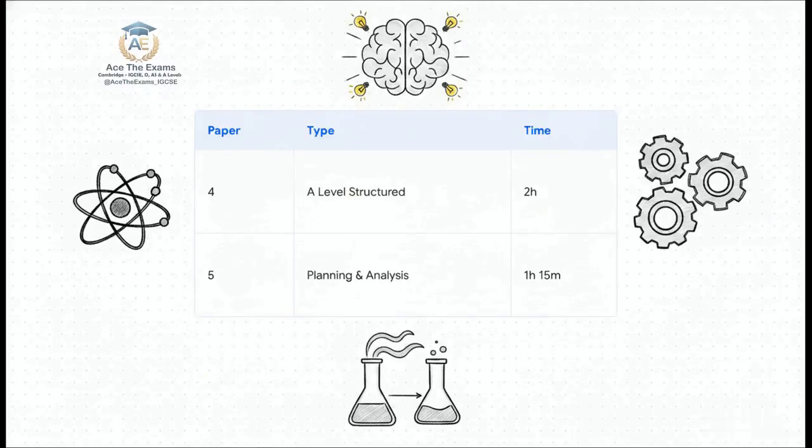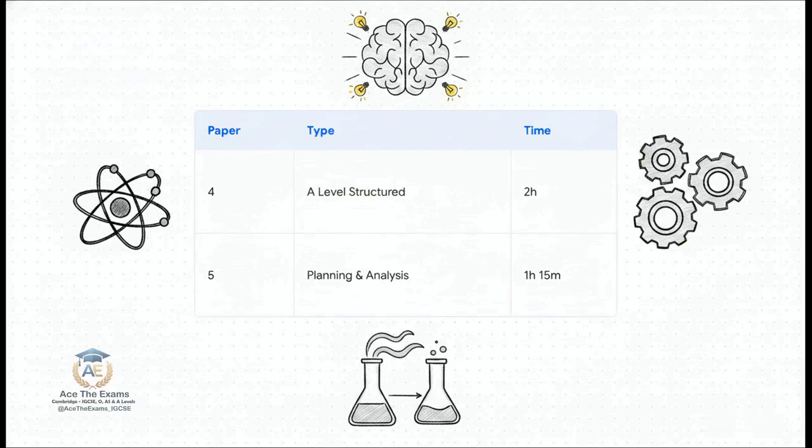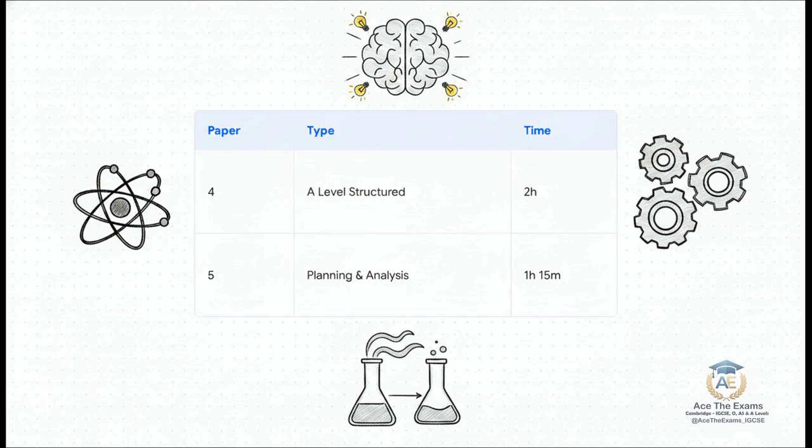Now, if you're going for the full A level, you take those first 3 papers plus 2 extra highly rigorous assessments. Paper 4 dives super deep into A-level structured questions for a full 2 hours. And then paper 5, which is 1 hour and 15 minutes, tests planning, analysis, and evaluation. This paper is no joke. It really pushes you to think like a fully independent scientist, analyzing raw data and actually designing experiments from scratch.